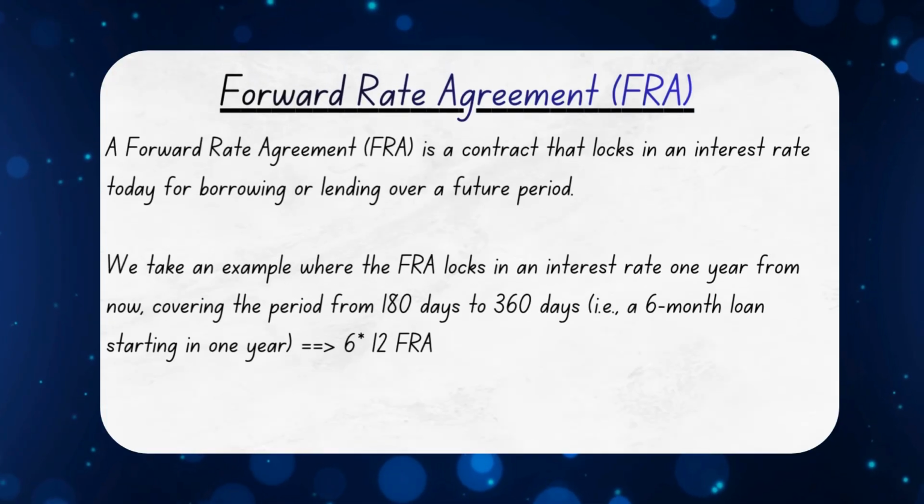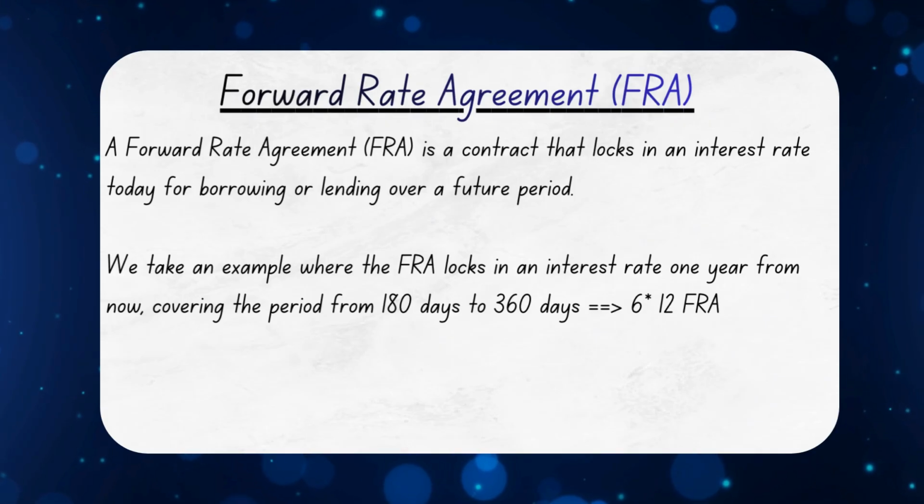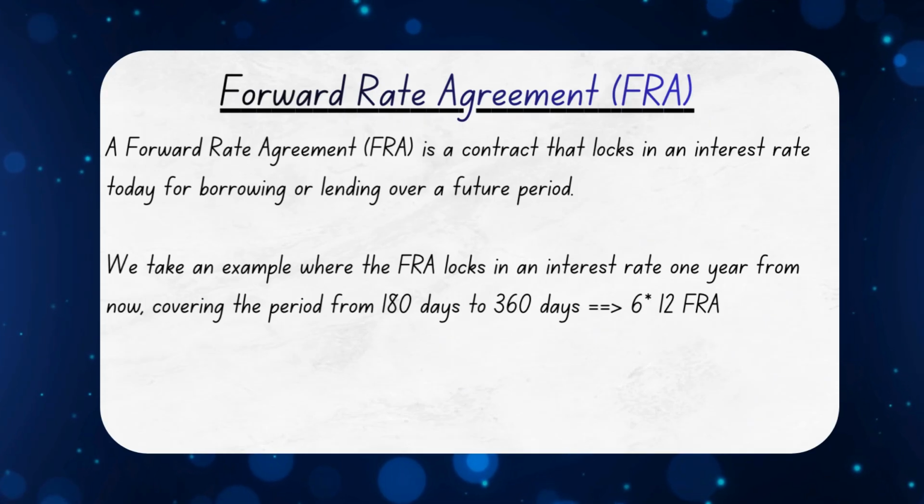A forward rate agreement, or FRA, is simply a contract that fixes an interest rate today for borrowing or lending in the future. Think of it like booking today's rate so you don't worry about rate changes later. In this example, we lock a rate 1 year from now for a 6-month period. That's why we call it a 6 by 12 FRA.